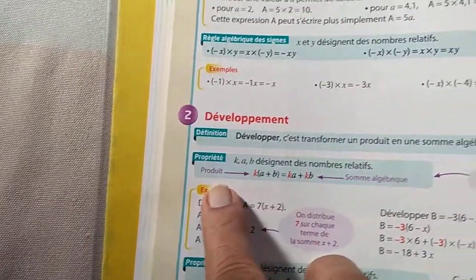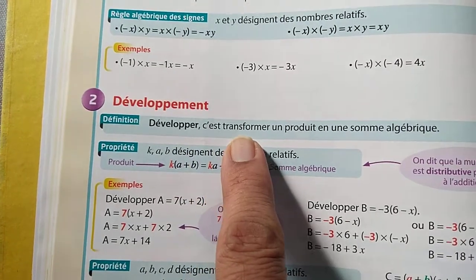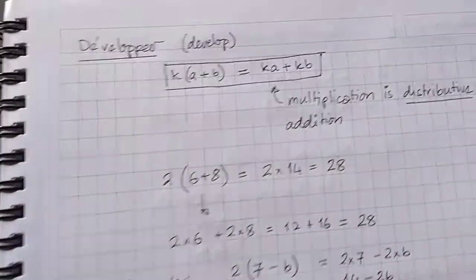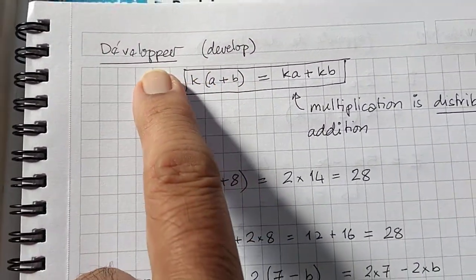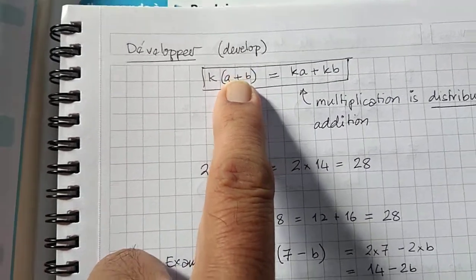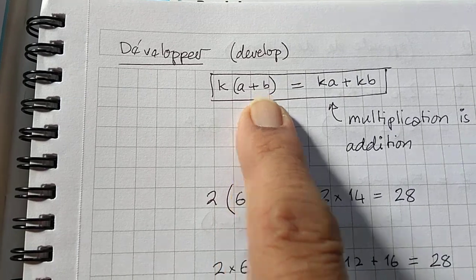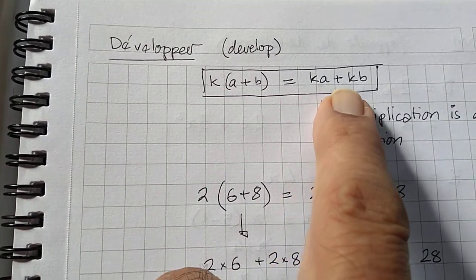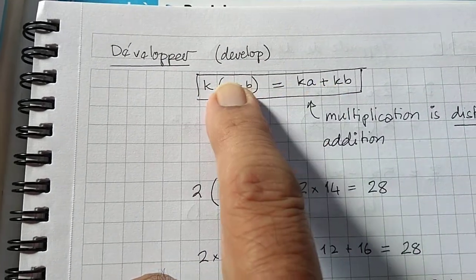Okay, now we come to what is known as développement. Développer, c'est transformer un produit en une somme algébrique. So, before we come back there, I'll explain to you what this is. Développer, which means develop or expand in English, means simply this. If you have k into (a plus b), you can develop or expand it to k fois a plus k fois b. This is where the word distributivity comes in.